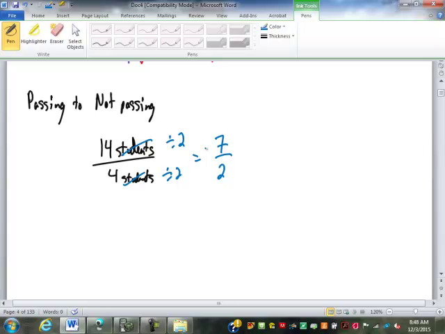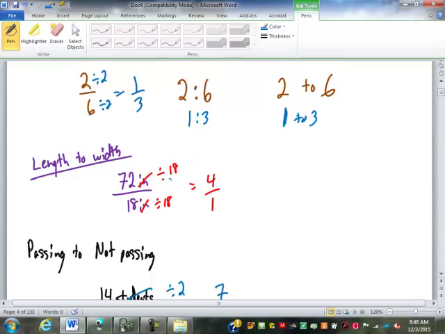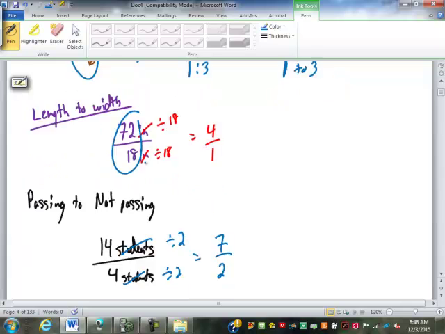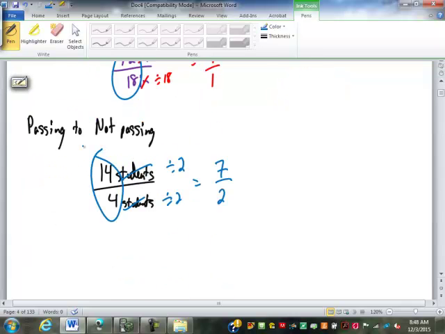Now you will notice all of the ratios that I have done so far compared students to students, inches to inches, students to students. Both numbers had the same label. And that's a vital part of ratios. I have to compare two things of the same name or same label. Because of that, in a ratio, as we saw here, the label or the name cancels out. And the final ratio has no units or no label, 7 to 2 or 4 to 1. It's strictly numerical.